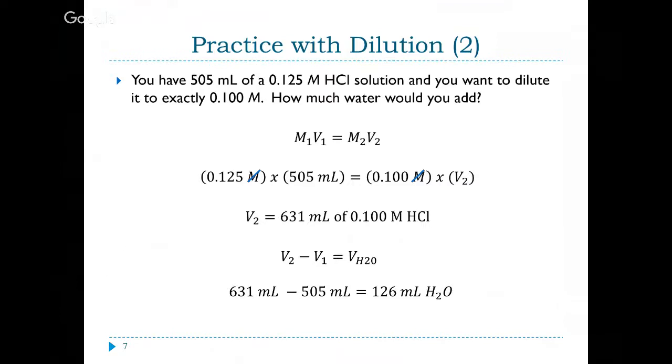How much water do we have to add? Well, you're always going to go V2 minus V1 to get the V of water. So 631 milliliters minus 505 milliliters tells us that we have to add 126 milliliters of water to our 505 milliliters to get to this concentration of solution.